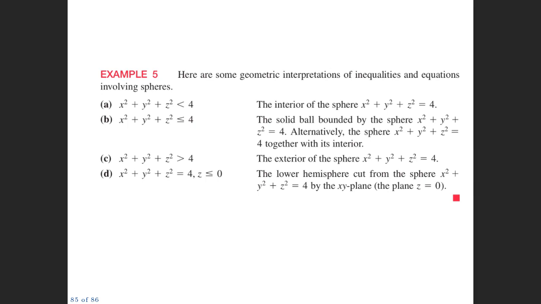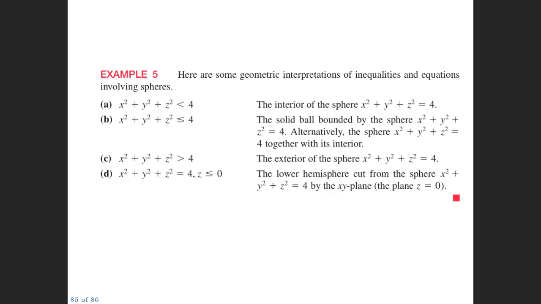One final example. Here are some geometric interpretations of some inequalities and equations involving spheres. A, first of all, x squared plus y squared plus z squared is less than 4. Well, if we had equal to 4, we would have a sphere centered at the origin. Less than 4 means the distance from our point to the origin is less than 4. So it's less than the radius of the sphere. So we've got the inside of the sphere of radius 2.